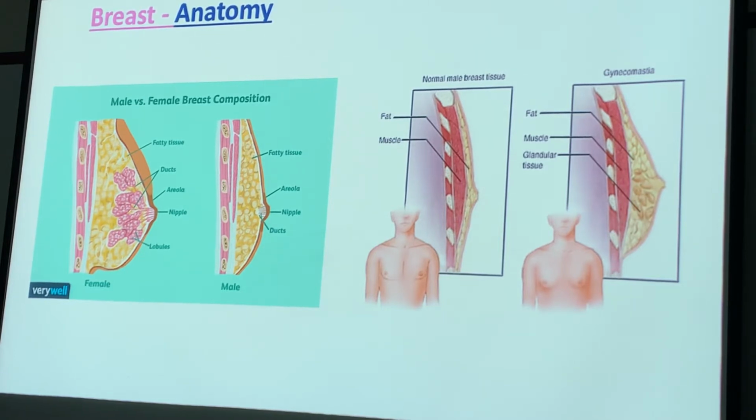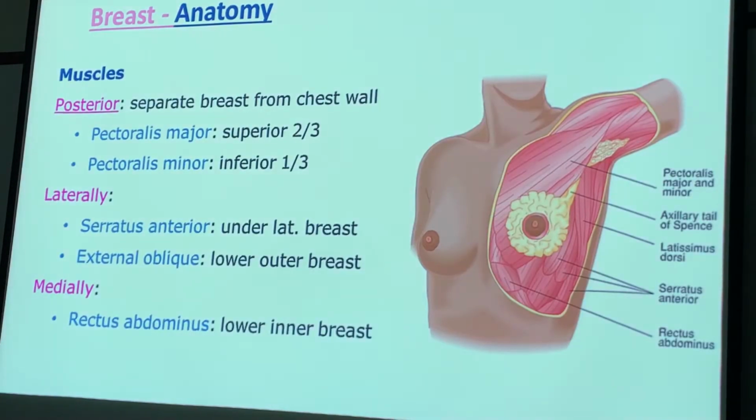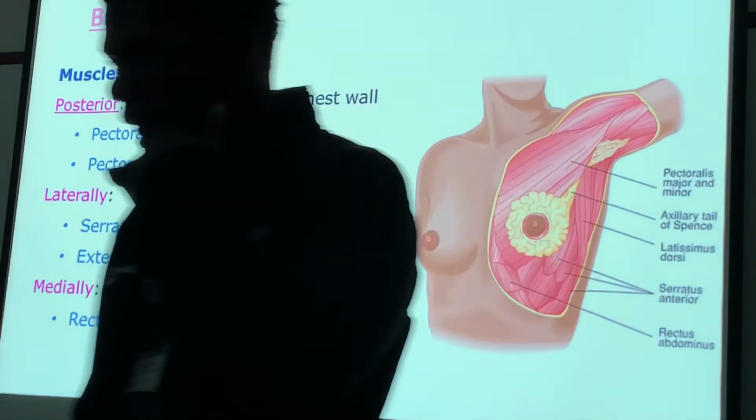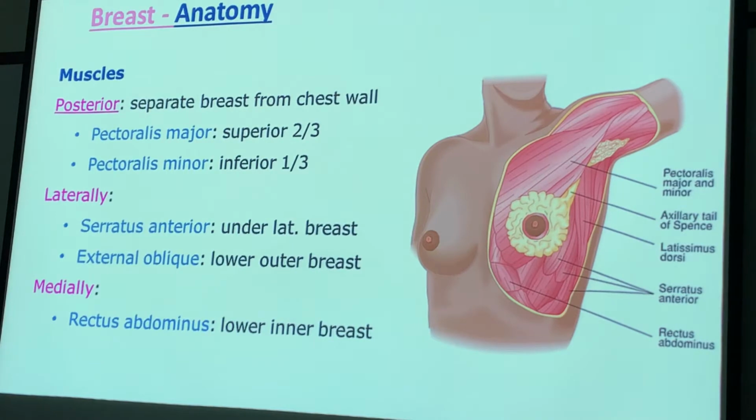Okay, so guys, that's the male breast. So let's talk about the muscles now, the muscles that surround the breast. We have three muscles posterior that surround the breast, and the posterior muscles actually separate the breast from the chest wall. We already talked about two of them. The pectoralis major muscle is going to be posterior to the superior two-thirds of the breast.